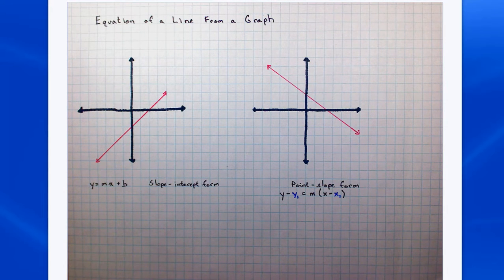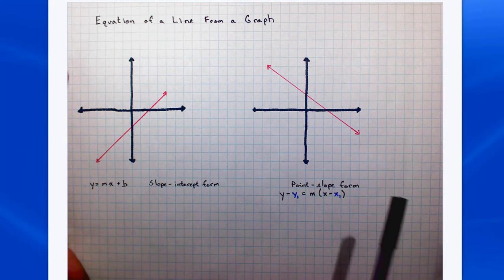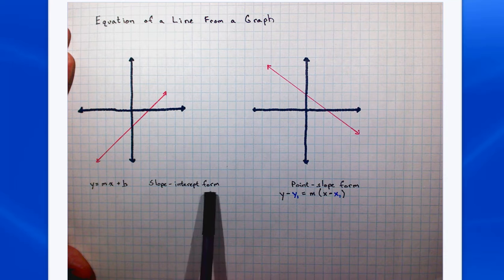Hello everybody. What I would like to go over is equation of a line from a graph. Meaning that if I have a graph, I can look at it and I can be able to write out the actual equation of that line. So I've given two examples here. We'll begin with the one on the left. And the one on the left, we are going to be able to use a slope-intercept form.